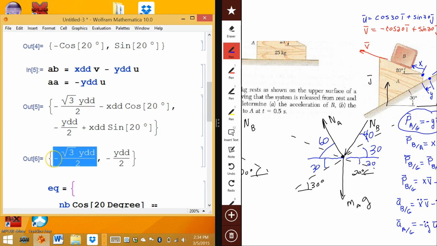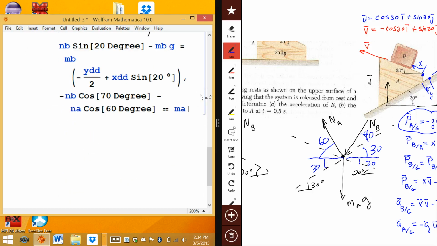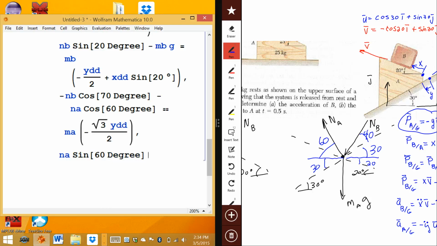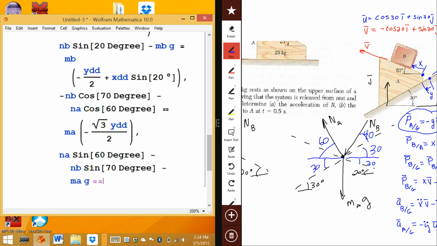which is right here. Copy. Paste. And then for the y, I have NA sine of 60 minus NB sine of 70 minus mass A times G. Those are all the forces, and that equals mass of A times the acceleration of A in the J direction, the vertical.